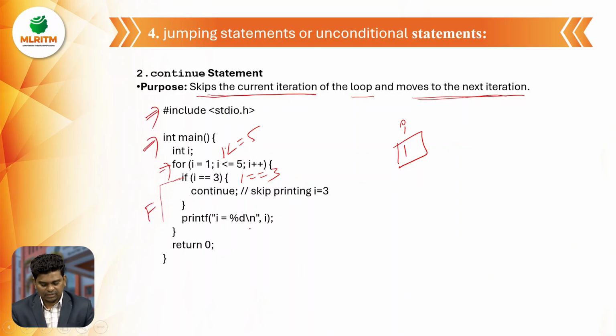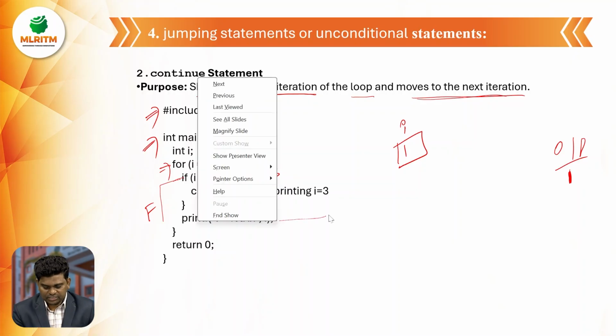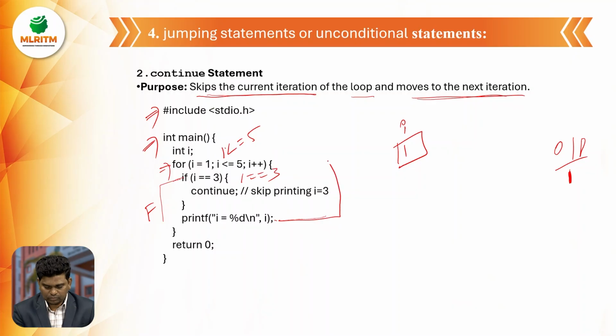What is the next line here? We are printing I value in output. Display 1. Then after execution of this statement, again the control transfers to the modification, that is I plus plus. Then I value becomes 2. Then check the condition 2 less than or equal to 5. Yes, the condition is true. Enters into the body. Again check I is equal to 3.